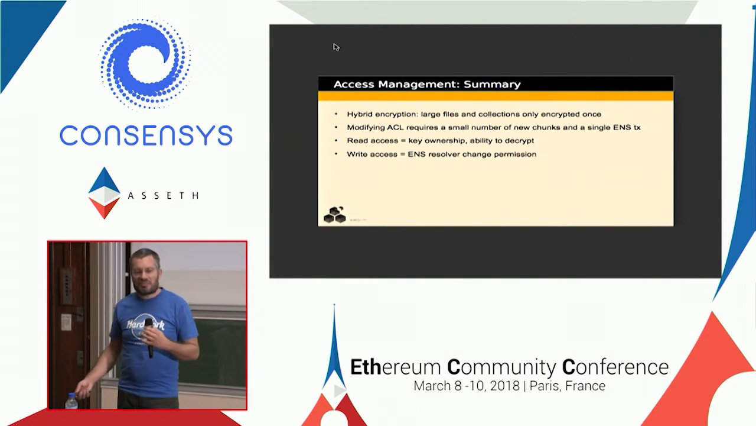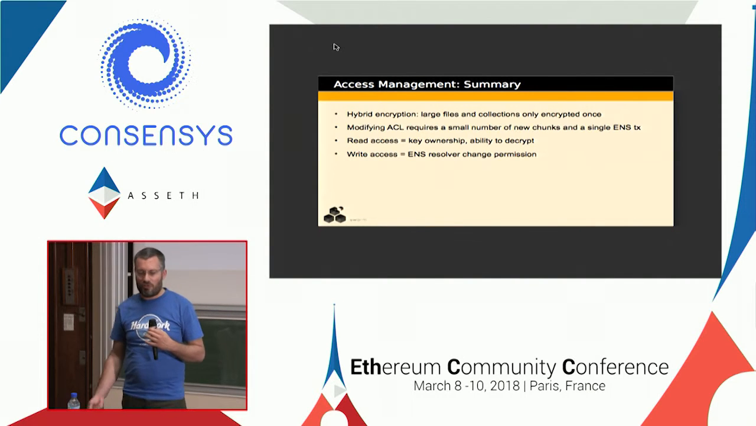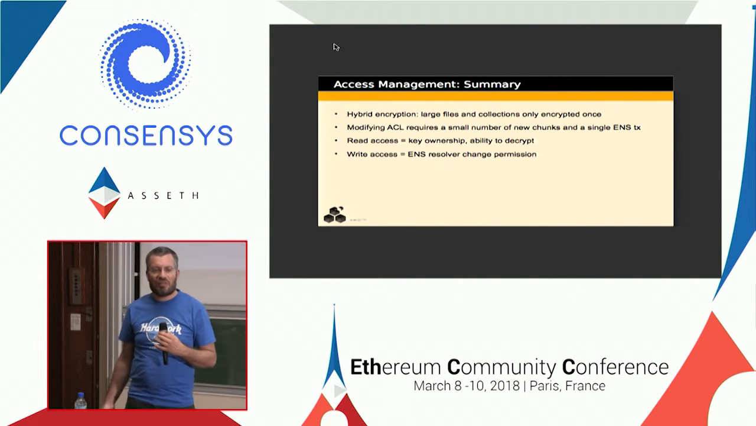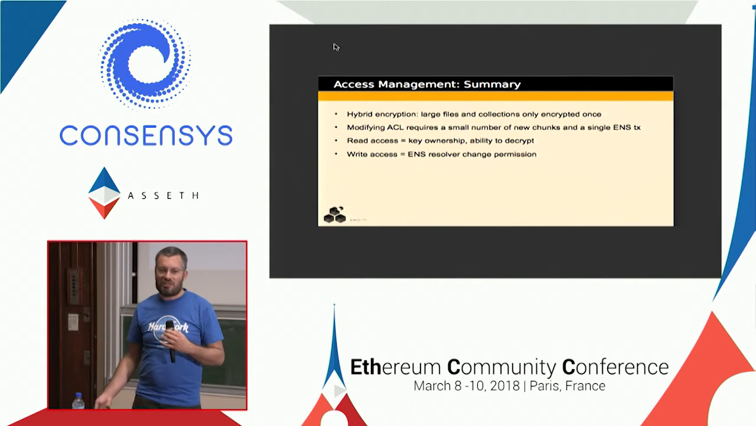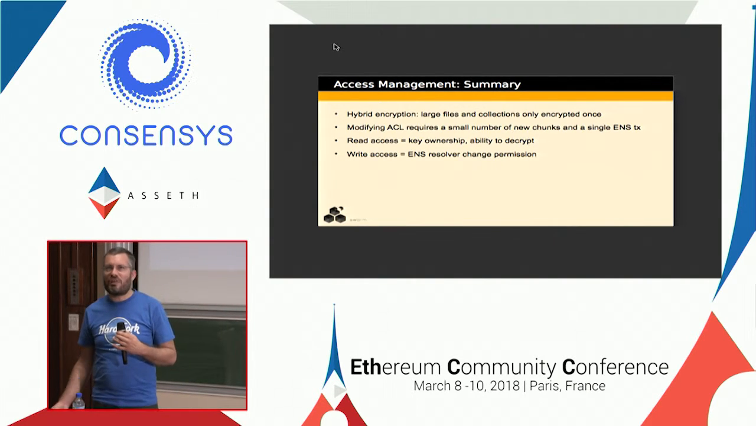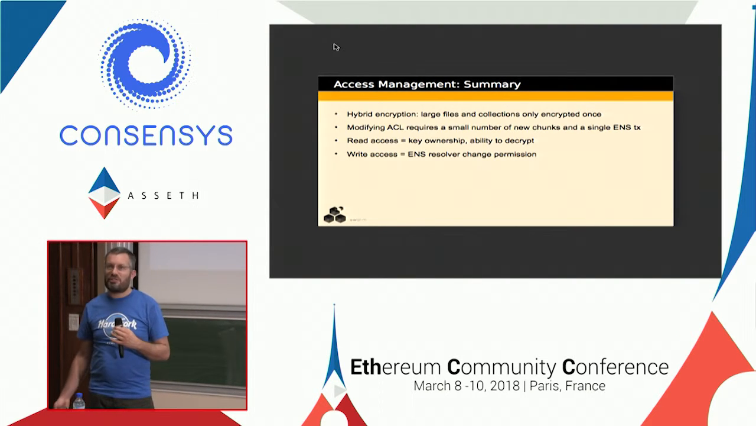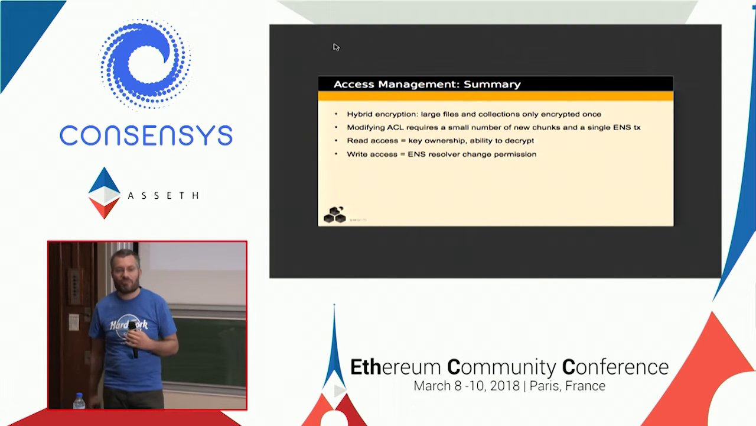So read access in this distributed model equals ownership of the key and the ability, therefore, to decrypt encrypted content. And write access is simply your permission to modify the corresponding record in the ENS resolver. So it is governed by the smart contract that is registered as the resolver for that particular ENS name. So that's how it works.